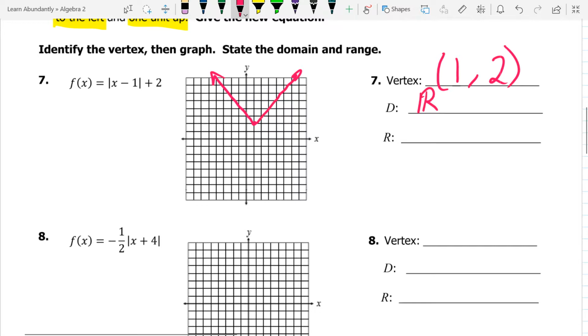Just going to write it like that. If you want, you can do interval notation. For my range, I'm going to do including 2 and up.